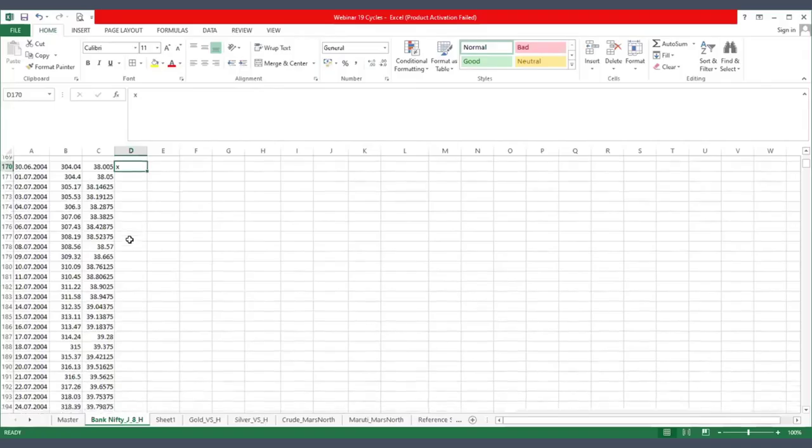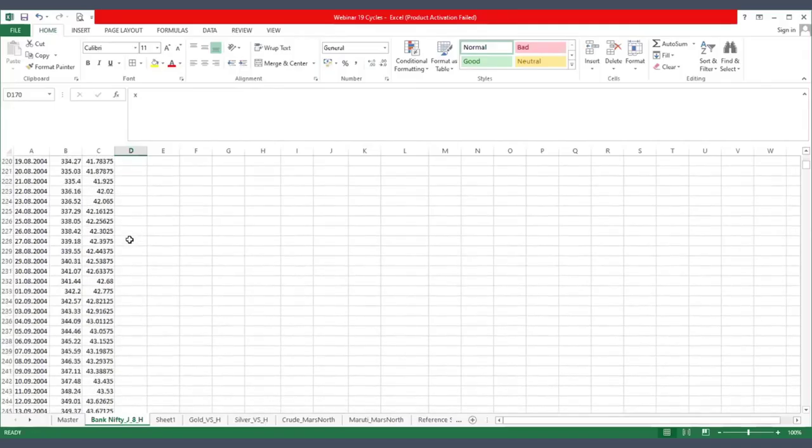Now, 30th of June 2004 and 30th September 2004.